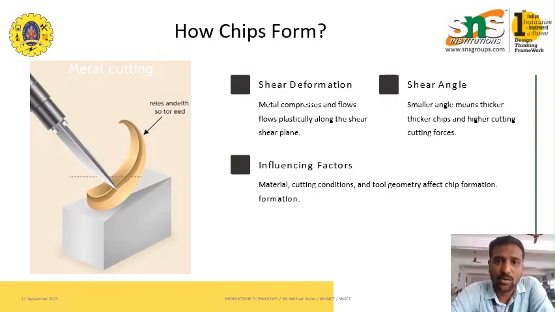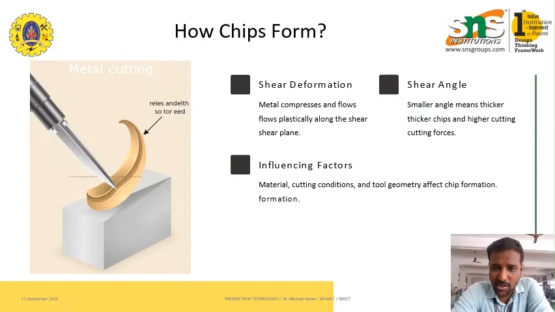So chip formation, what is a chip? It is not like any other chips, and it is not edible. Chips here are the removed material from a workpiece. In a simple form we can say that chips are the scrap material. So how are these chips formed in manufacturing technology or in a metal cutting process?